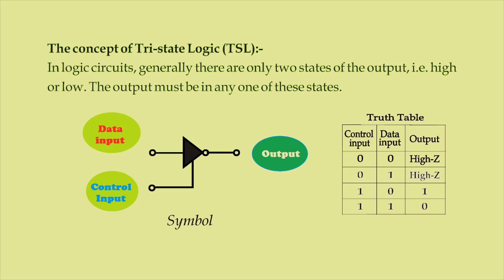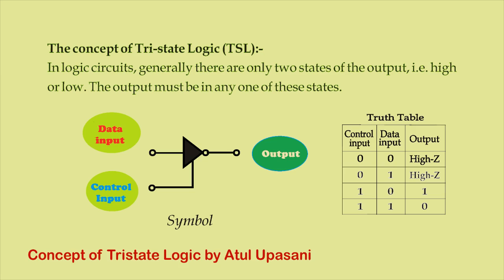In the same way we can show a NAND gate using tri-state logic, but it is out of our syllabus, so we have not discussed it here. We have only covered tri-state logic for the inverter circuit. In this circuit, generally there are two states of output, high and low, and the third state of tri-state logic is called the high impedance state, which is shown here. So this was all about the tri-state logic.